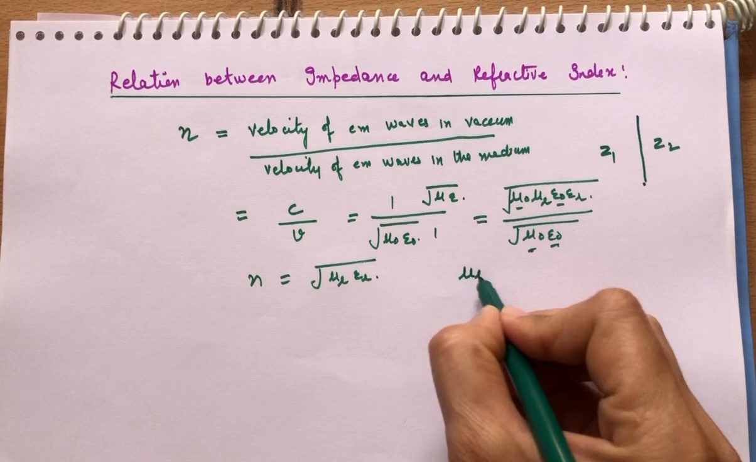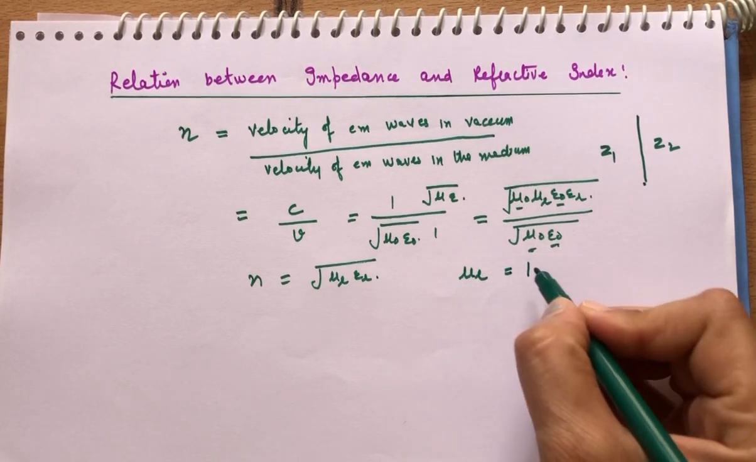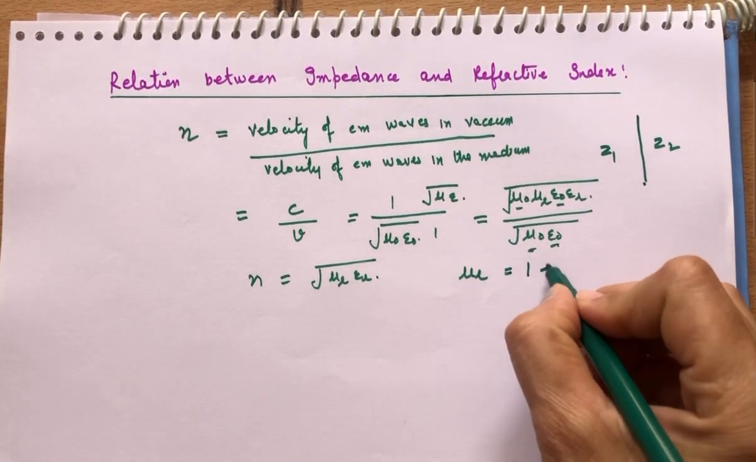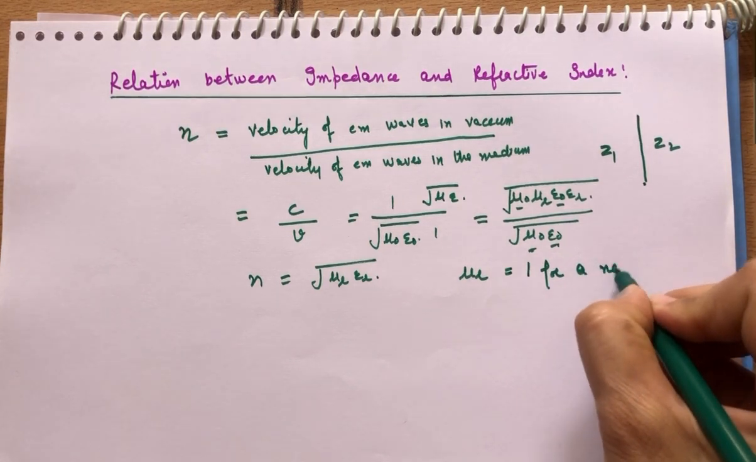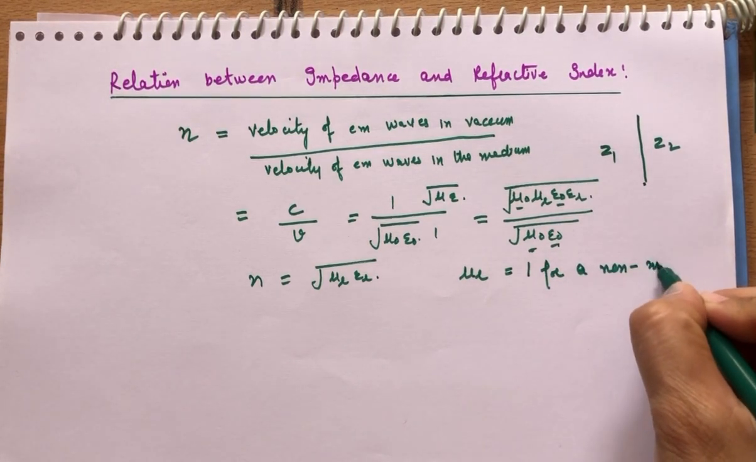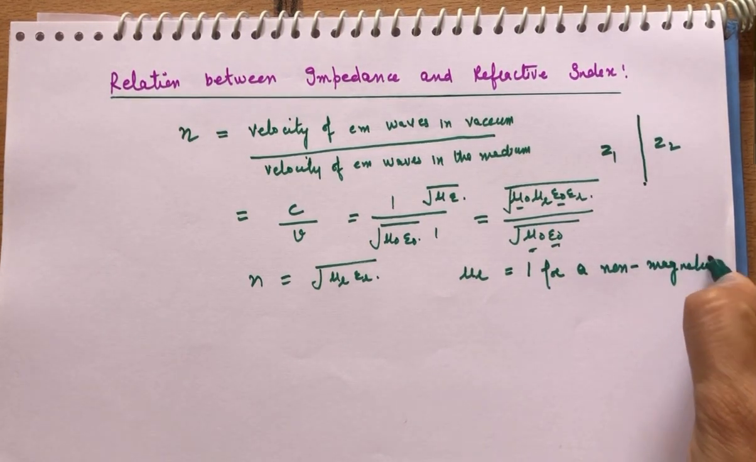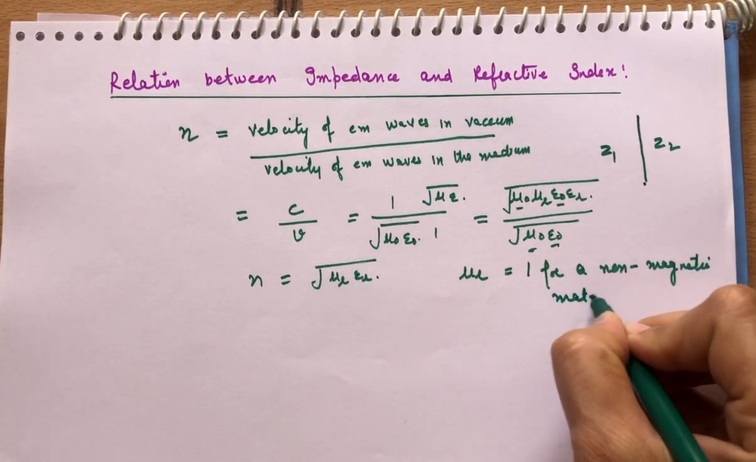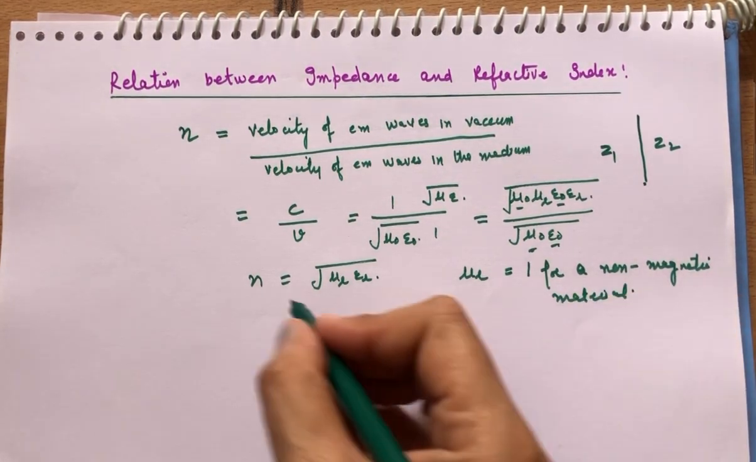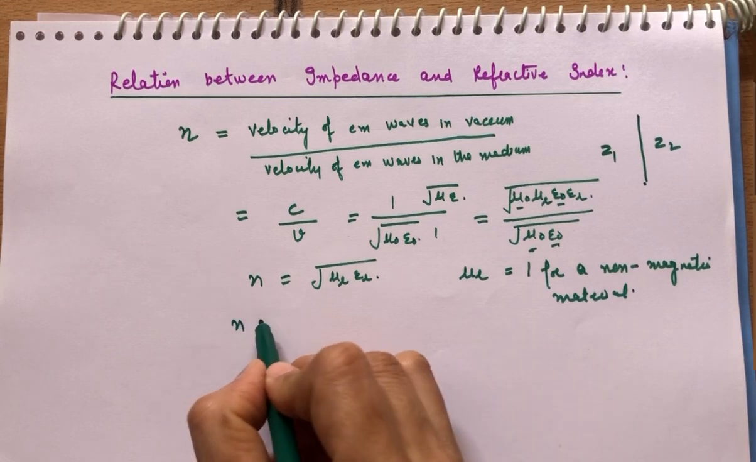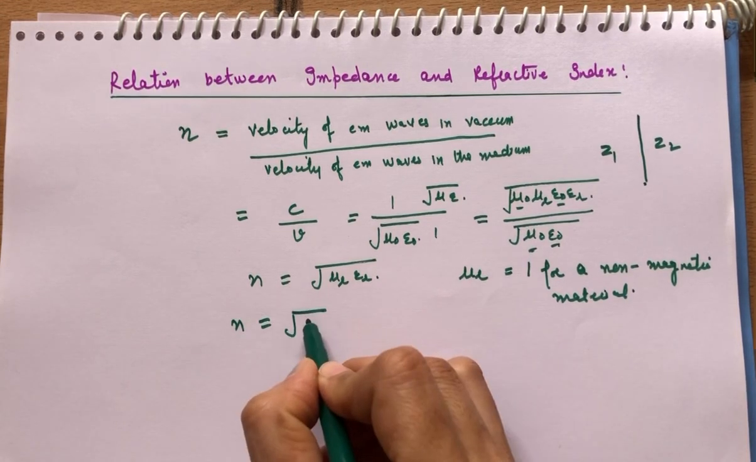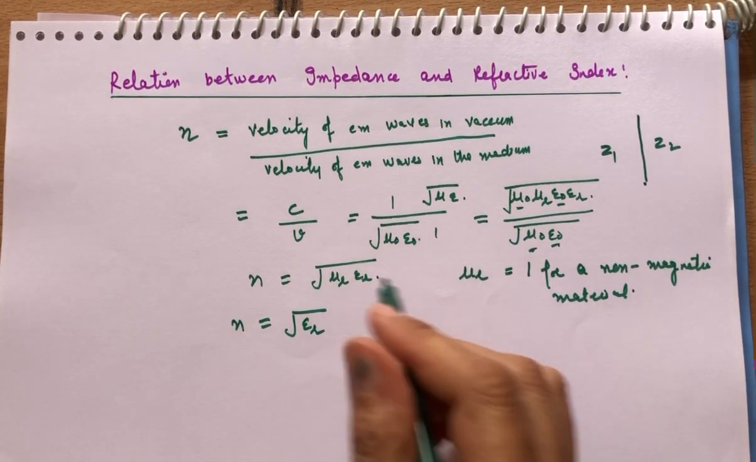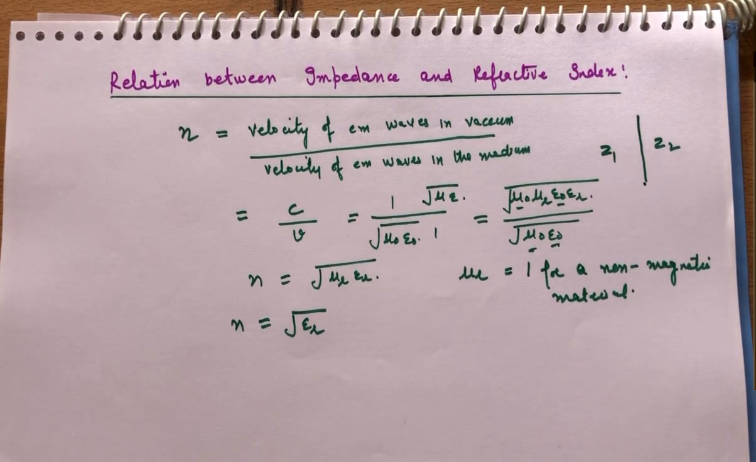And mu r is approximately equal to 1 for a non-magnetic material. If this is equal to 1, then we have n equal to under root of epsilon r. So take it as equation number 1.